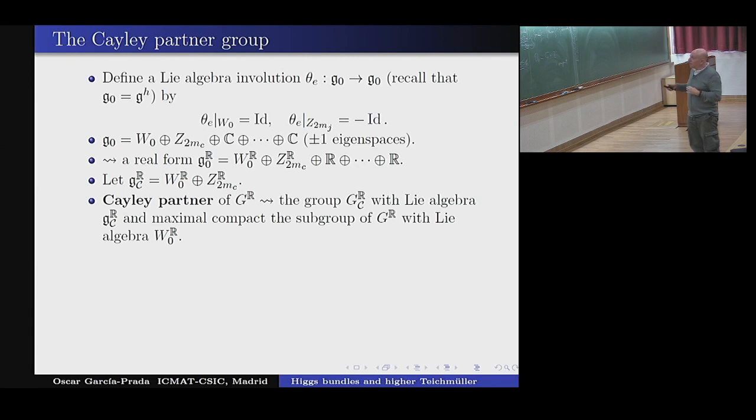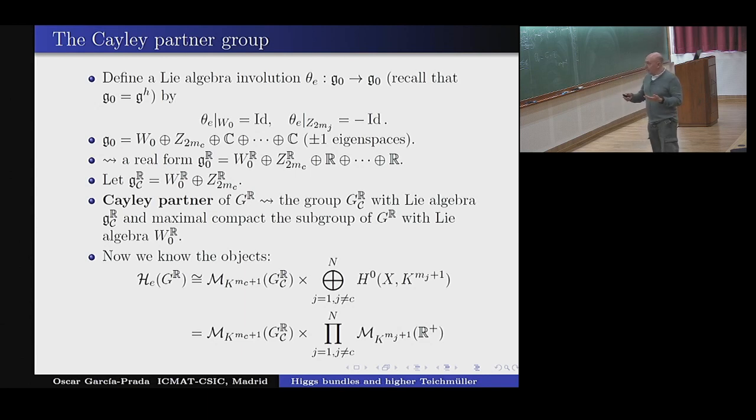The maximal compact is the Lie algebra, the maximal compact of this. So there is a certain yoga from which, from the magical E, you extract all this information, these coefficients and this Cayley partner.